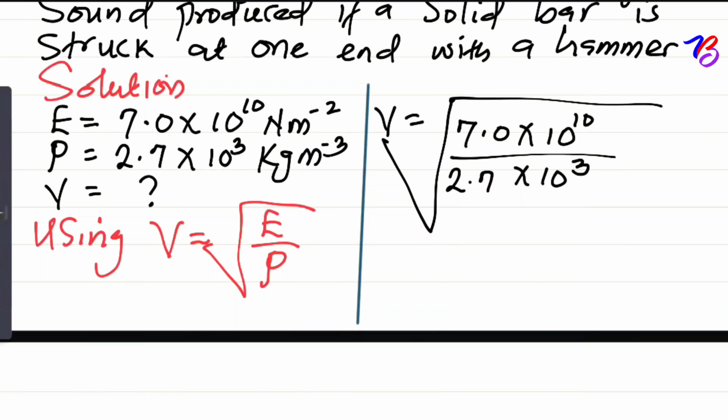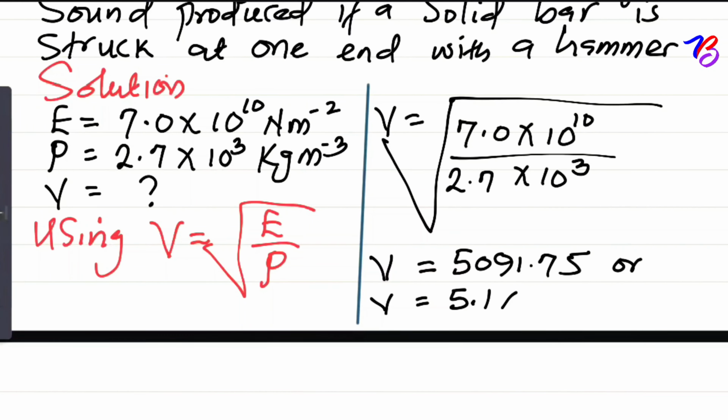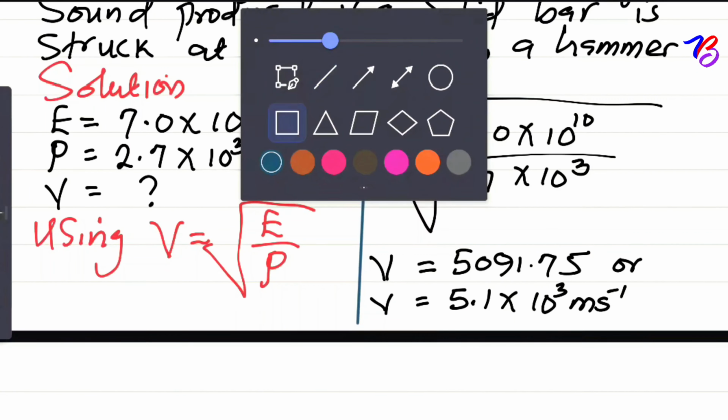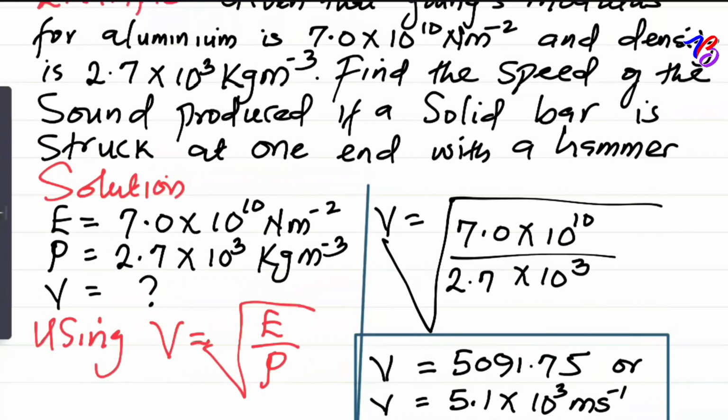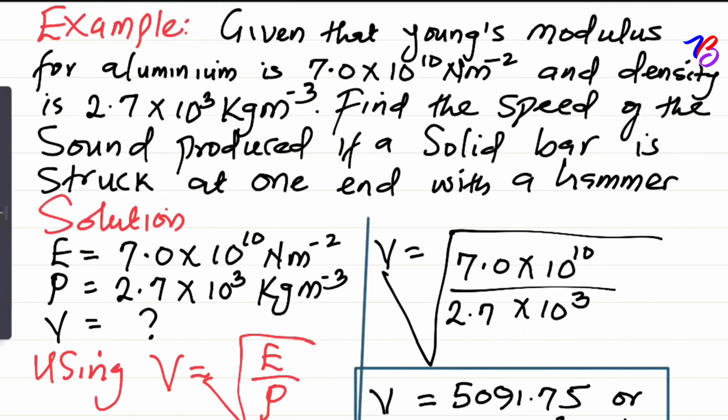Now if you do this, our calculator will give you V is equal to 5091.75. So if you write this in standard form, you have V is equal to 5.1 times 10 raised to the power 3 meters per second. So this is the solution to this problem. I hope you've learned one or two. This question is a JAMB question under sound waves using Young modulus.